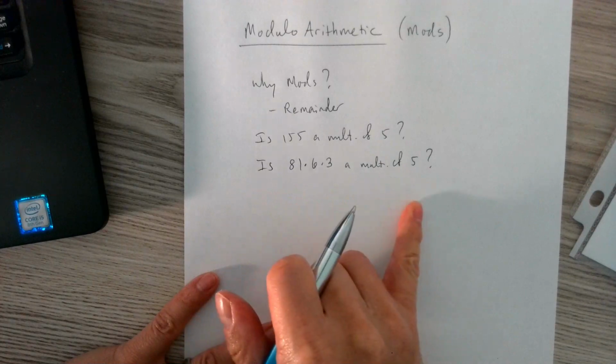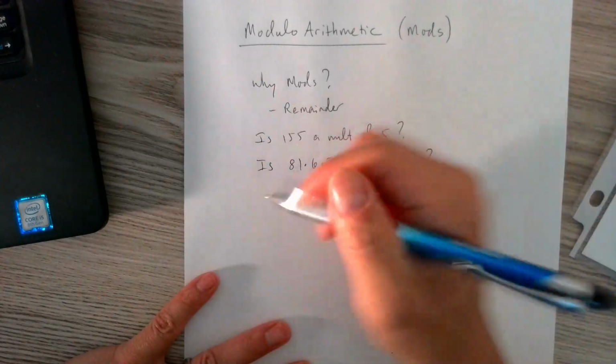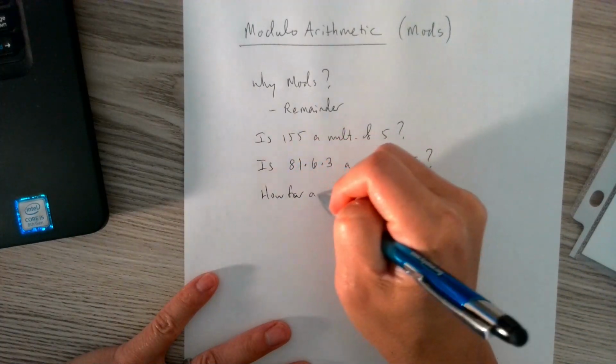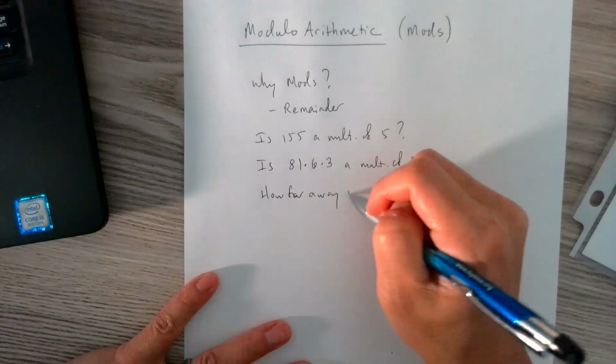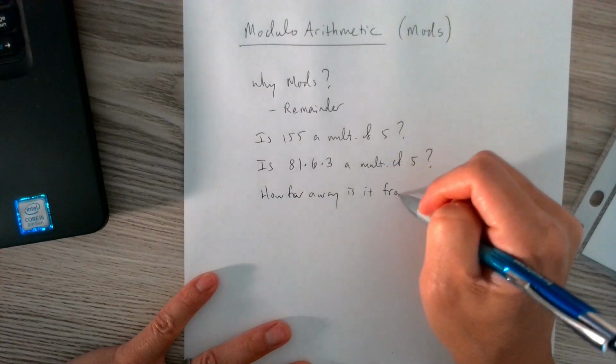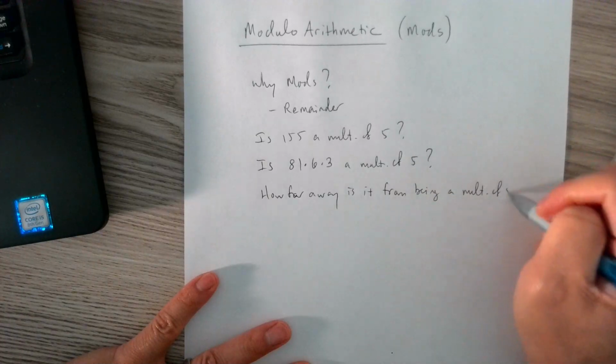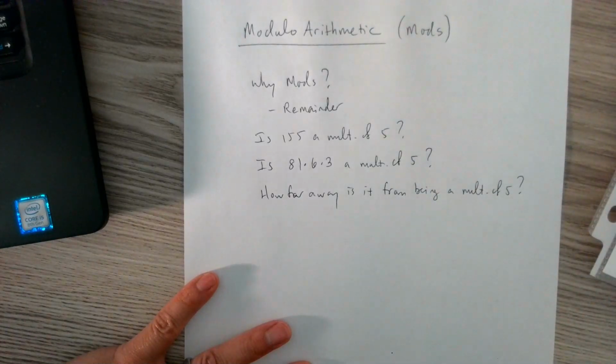If it's not a multiple of 5, then it also can answer the question, how far away is it from being a multiple of 5? In other words, what is the remainder if you divide it by 5? Because the remainder tells you how far the number is from being a multiple of 5.